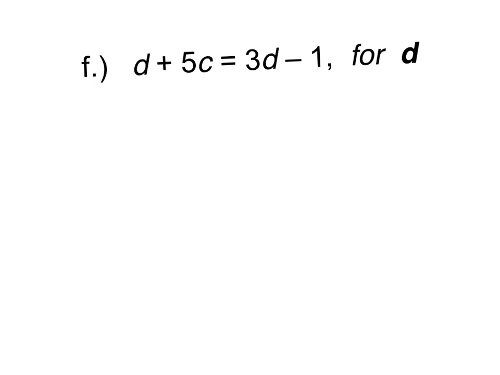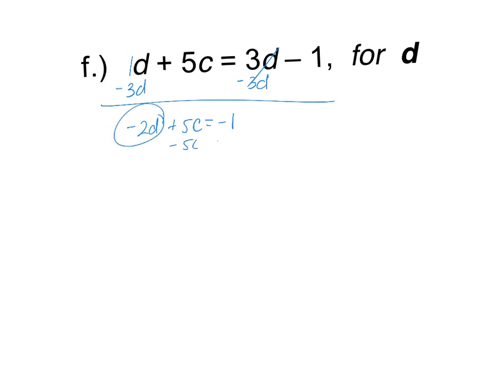Okay, and F is a little bit more doable. So I have to get the d's together on the same side, because that's what we're solving for. So let's move that over. So 1d minus 3d is negative 2d plus 5c equals negative 1. Now to get this d by itself, I'm going to move 5c, so minus 5c from both sides. Negative 2d equals negative 1 minus 5c. And the last step would be to divide everything by negative 2.